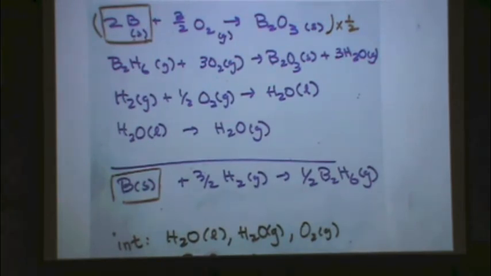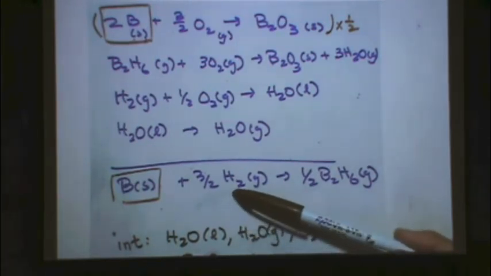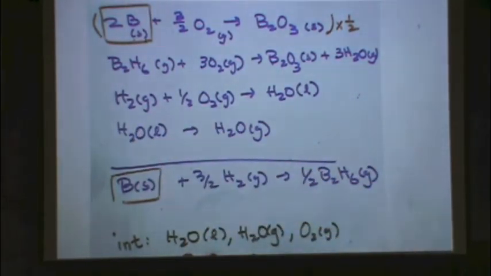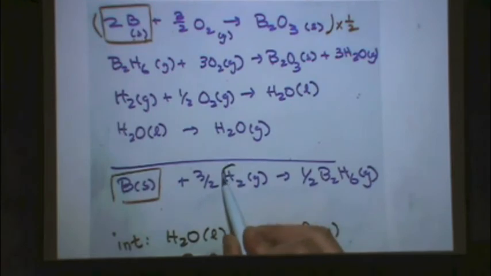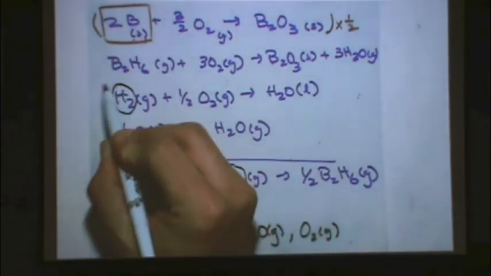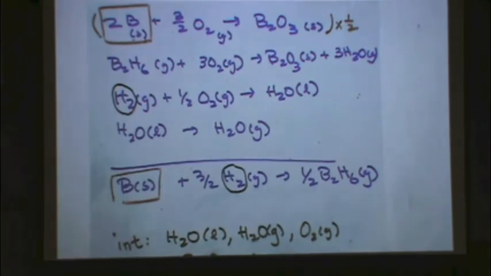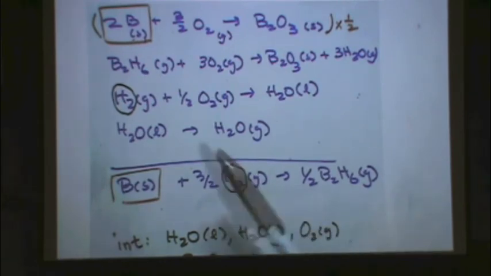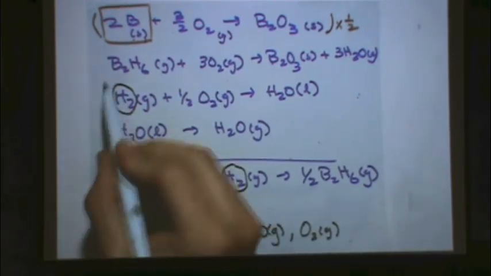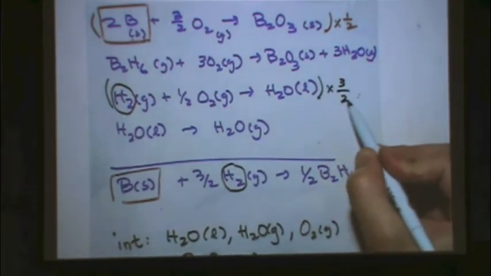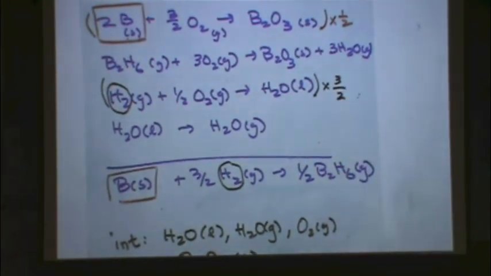Okay. H2 appears how many times up here? Just once, right? I'm going to get a different color and a different symbol. Let's do a circle for H2. I need 3/2 H2 in the reactants. I have one, so I'm going to multiply this by 3/2. That'll give me 3/2 in the reactants.